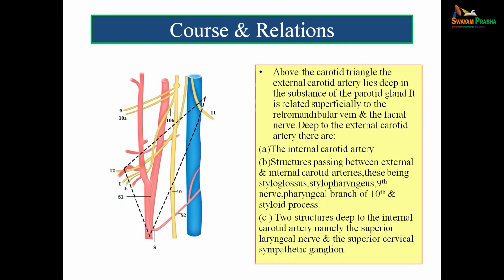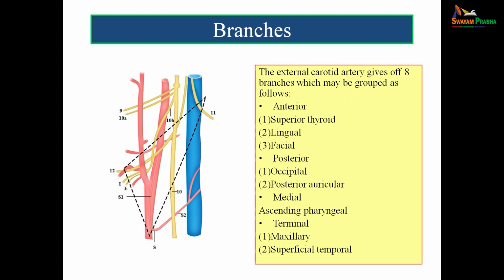Now we talk about the other structures. The external carotid artery gives off 8 branches which may be grouped as follows. Anterior branch is called superior thyroid artery. So we can make out in the figure, just below the E you have got the superior thyroid artery. So first branch of external carotid artery is actually medial, that is the ascending pharyngeal artery, which is not shown in the figure. The second branch is the superior thyroid artery, which is lying just below the nerve E in the figure. So, superior thyroid artery is there.